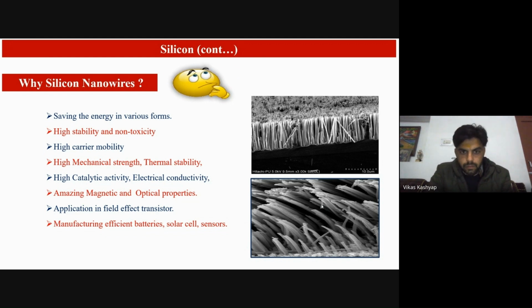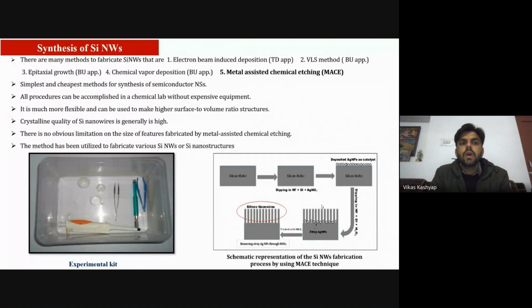The synthesis of silicon nanowires, up to now, has been carried out by electron beam induced deposition, a top-down approach, and the VLS method, vapor liquid solid method, while the bottom-up approaches are epitaxial growth and chemical vapor deposition. And lastly there is metal-assisted chemical etching, which is the MACE method.